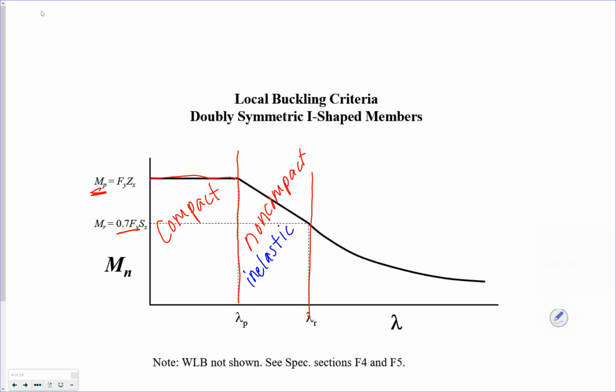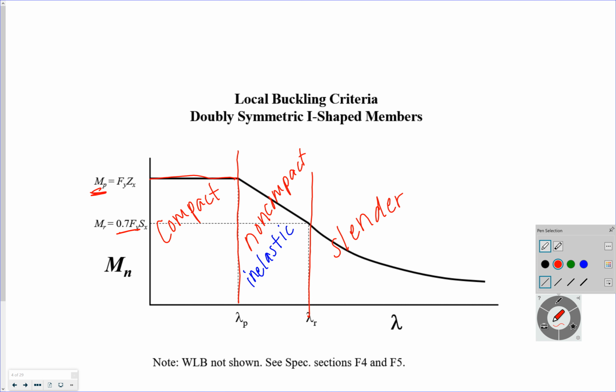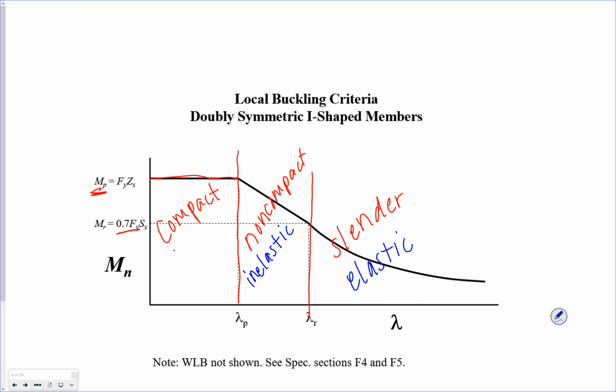And finally, as I increase my lambda, I get slender elements, because we're in the elastic range. Fully yielded cross section.